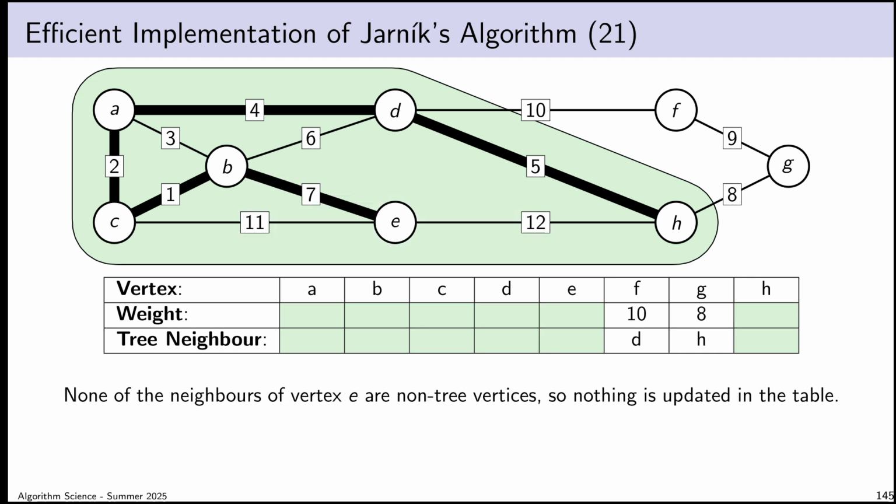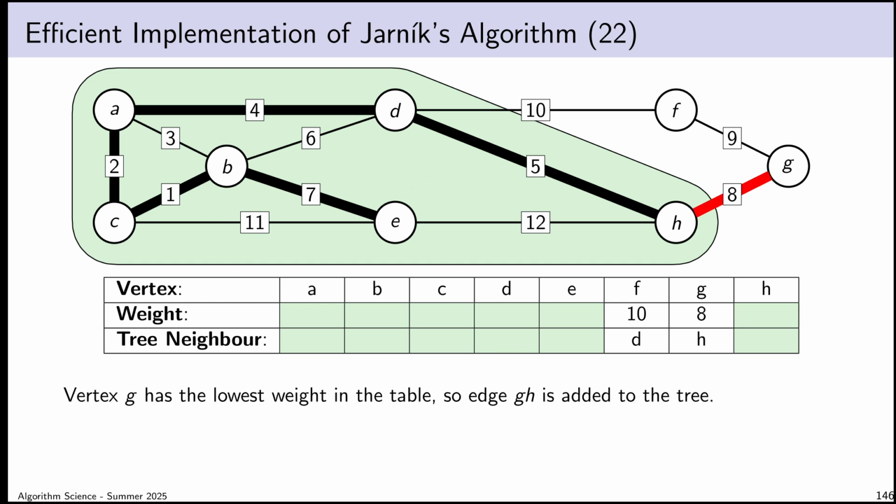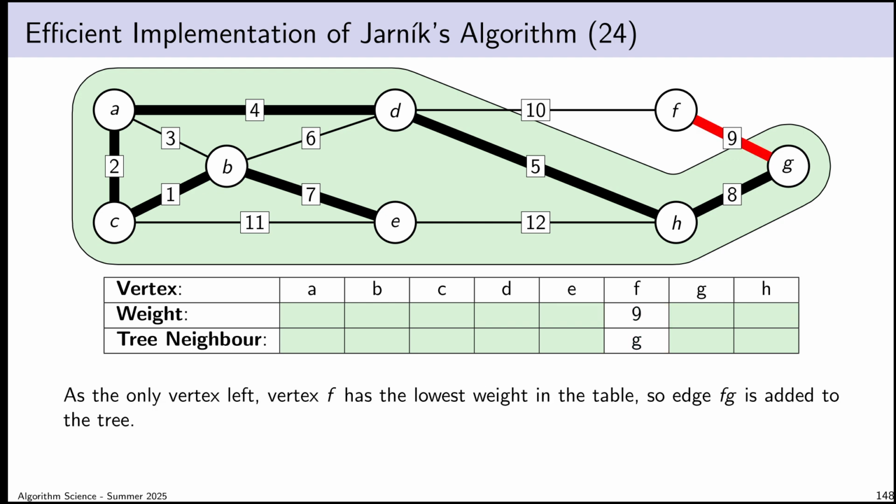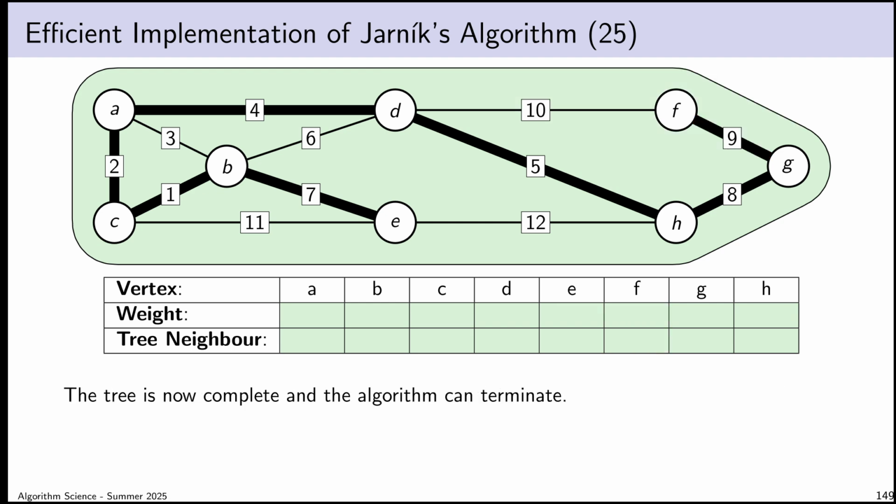Okay, so then I bring in vertex E, there it goes. And when I bring in vertex E, nothing needs to be updated because all of the neighbors of vertex E are already in the tree. Okay, so I bring in vertex G, and then I bring in vertex F. And the tree is now complete, and I finished the algorithm. I've finished performing Jarník's algorithm on this graph.